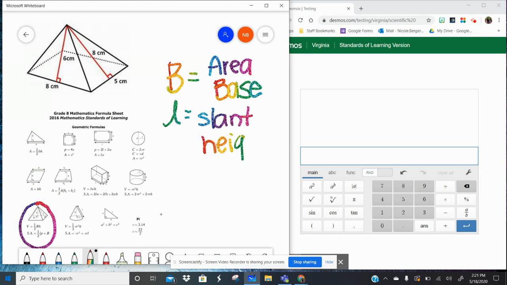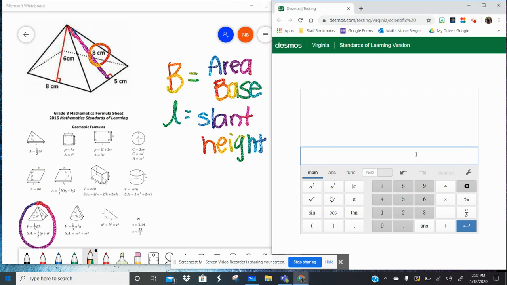Slant height, boom, right there. So the slant height is this diagonal right here. The slant height is 8 centimeters. So they have a formula. They have the diagram down here. If you look at the pyramid, they have big B in the center of that rectangular base. And then H top to bottom. L is that slant height that goes diagonally. So slant height is the L, big B is the area of the base. But don't worry, I will show you how to solve it.